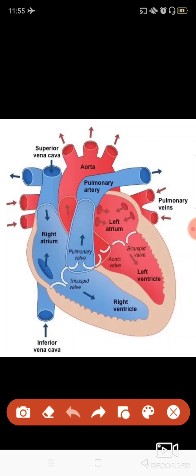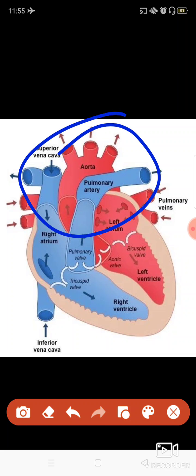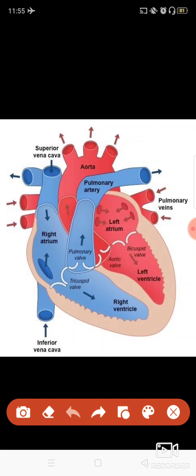These four chambers are connected with some blood vessels which are very huge in size. That is why their names are different from the others. See this one, the right ventricle is connected to a blood vessel which is known as the pulmonary artery. In this pulmonary artery one valve is present which is known as the pulmonary valve. When the blood is going upside, this valve will close for some time so that the blood will not come to the right ventricle again.